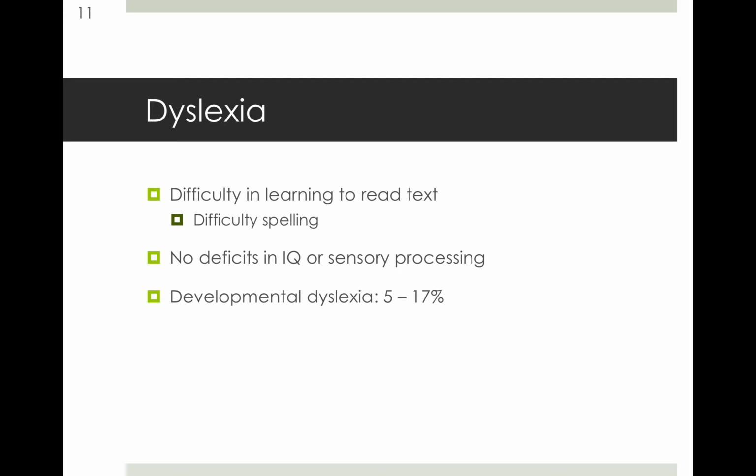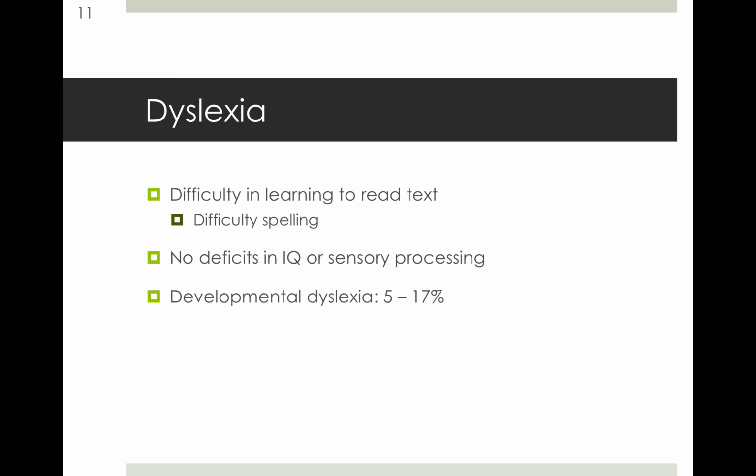The real number is somewhere in between, but I should say that in developmental populations you see more people with dyslexia, and then as children grow up, a lot of them grow out of it. So you tend to see a decrease in the incidence of dyslexia over development.